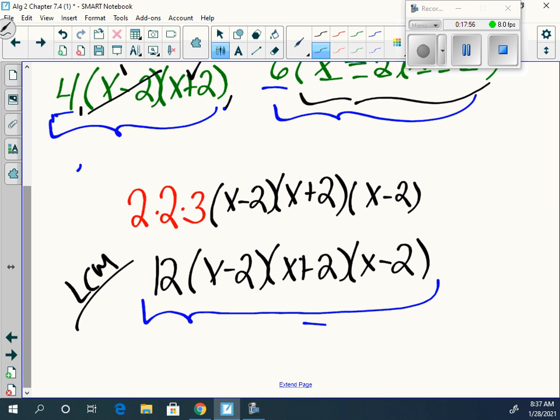So, what would I need to multiply 4 times x minus 2 times x plus 2 by to get to this here? So I would need to multiply it by 3, because 4 times 3 would give me, okay, what else is this missing that this has?